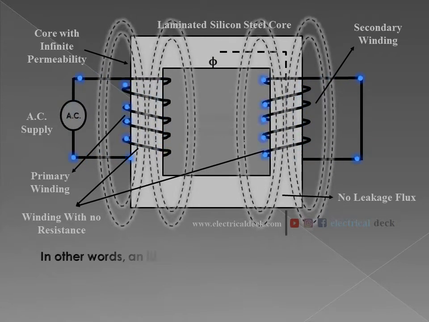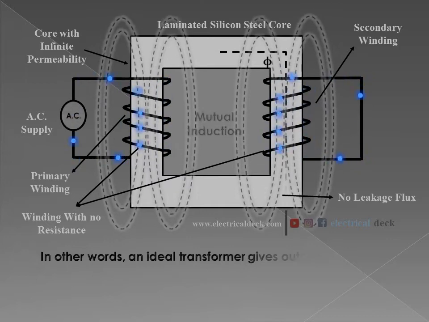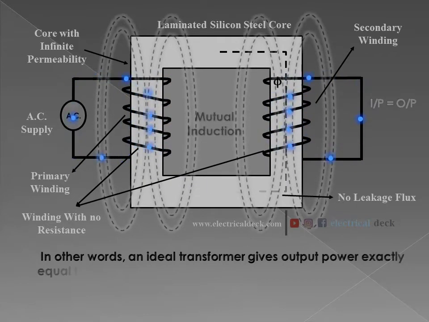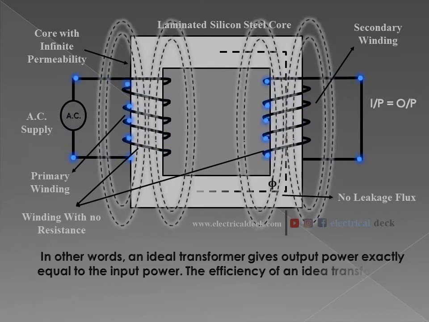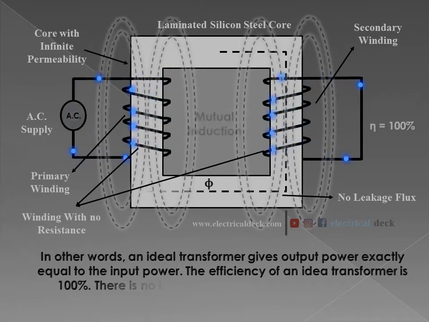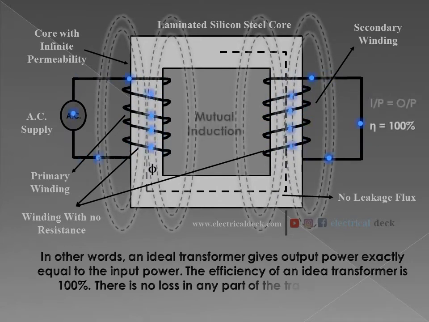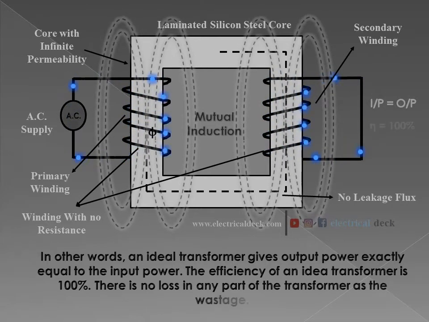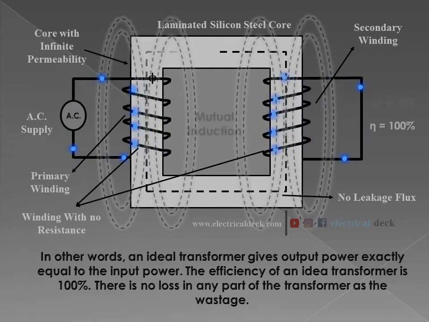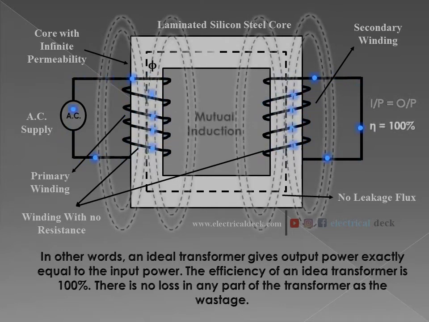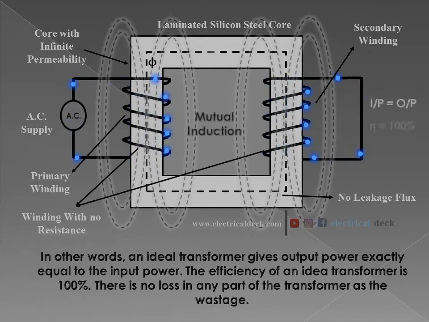But here, an ideal transformer gives an output power exactly equal to the input power. The efficiency of an ideal transformer is 100%, since there is no loss in any part of the transformer as wastage. Now, let us see the working model and characteristics of an ideal transformer.